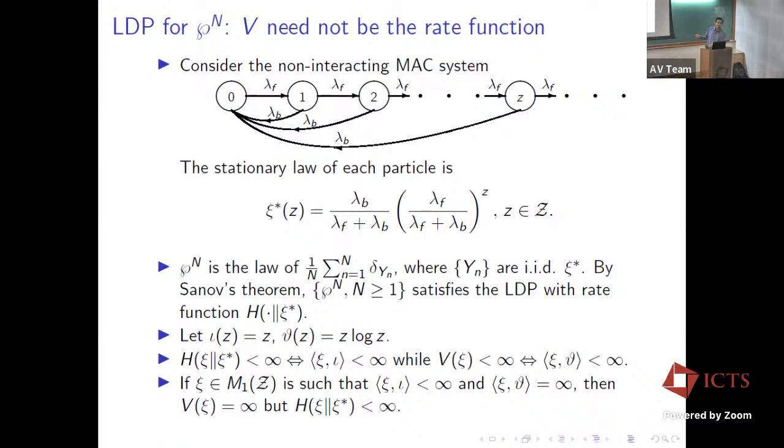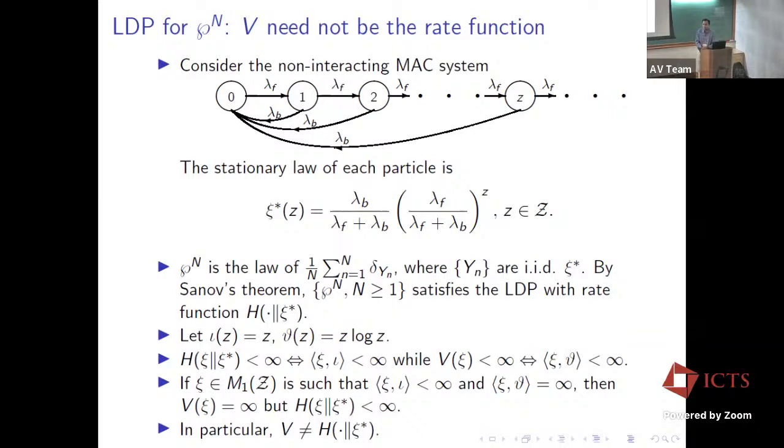For V of xi to be infinite, the z log z mean of this measure must essentially be infinite. So we can find a xi such that the z log z mean is infinite, but the expected value of z associated with this xi is finite. Then the relative entropy is finite, but V of xi, which is the Freidlin-Wentzell quasi-potential, is infinite. So we have a situation where V of xi is infinite, but we know that the rate function is actually relative entropy, and that's finite. In particular, the Freidlin-Wentzell quasi-potential is not the rate function.